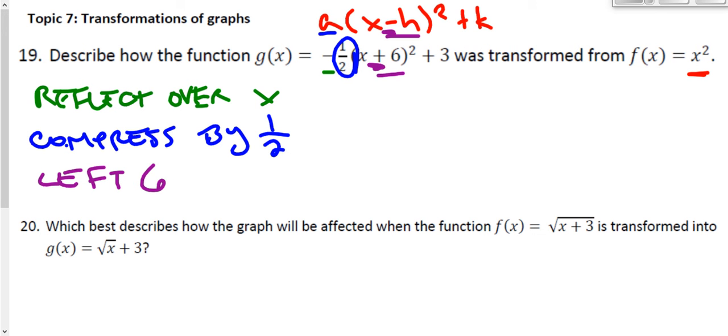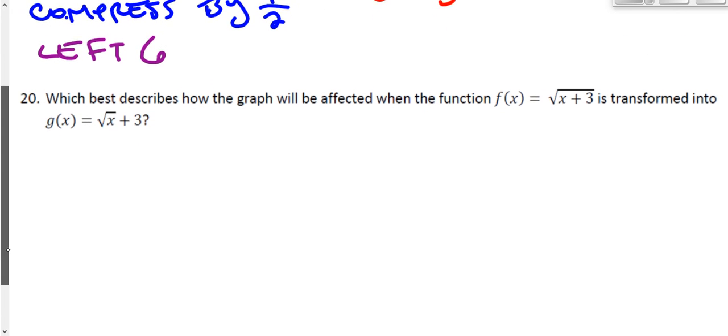And last but not least, we have this plus k over here. The plus k is our vertical shift, which is plus 3. And this one is exactly what we think. Plus 3 means up 3. Those transformations are all described. Let's go ahead and take a look at question 20.